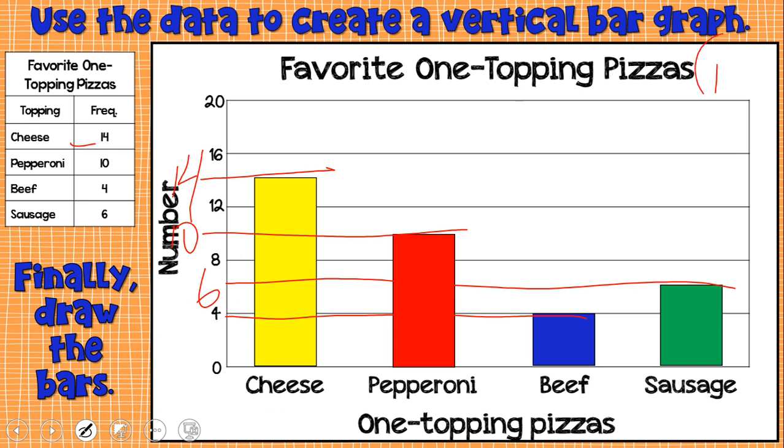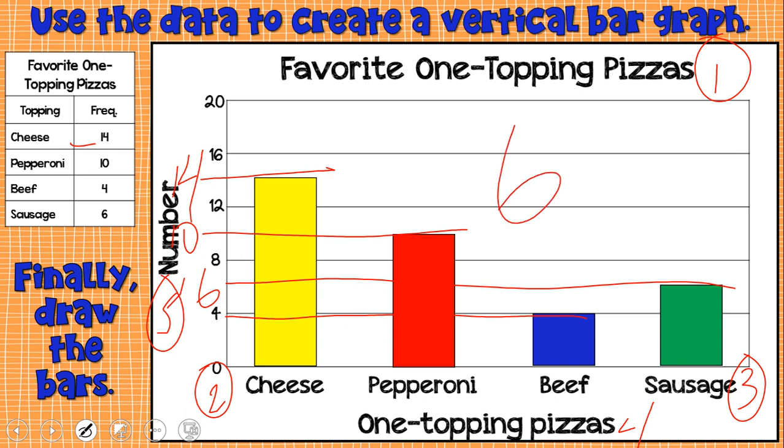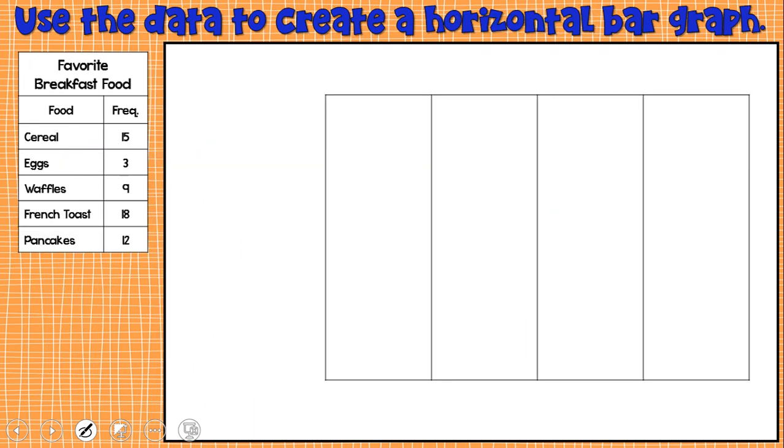So we have number 1, our title, number 2, our scale, number 3, our toppings, number 4 and 5 are labels, and then number 6, we have all of our bars. So there are 6 steps for you to do on a bar graph, okay?